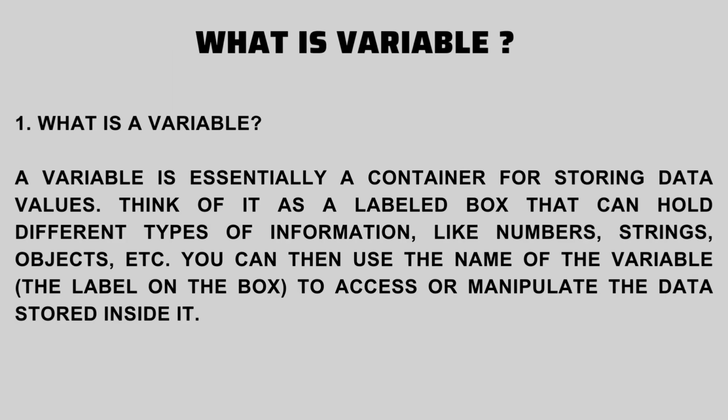What is a variable? A variable is essentially a container for storing data values. Think of it as a labeled box that can hold different types of information like numbers, strings, or checks. You can then use the name of the variable to access or manipulate the data stored inside it.